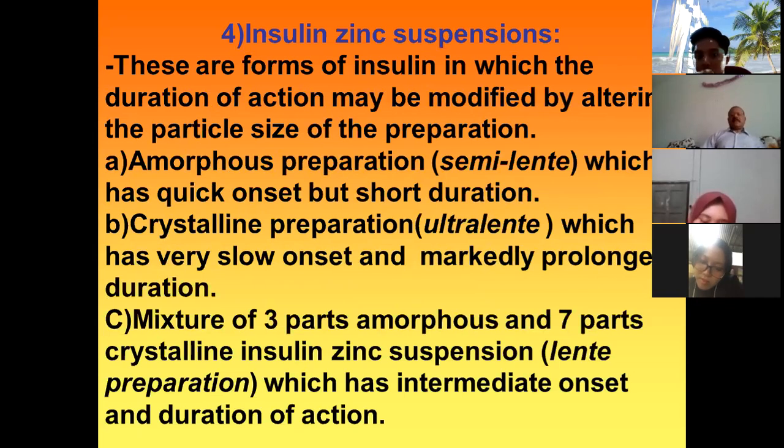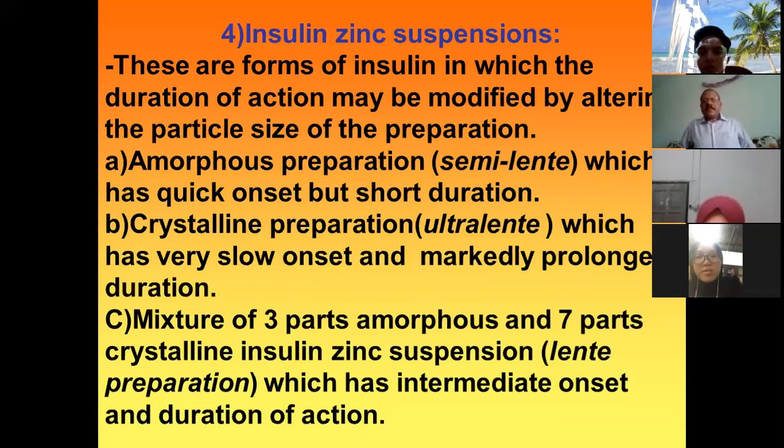This is a category known as insulin zinc suspensions. These are forms of insulin in which the duration of action may be modified by altering the particle size of the preparation. I have semilente, ultralente, and lente preparations. Semilente, rapidly acting, short duration. It is an amorphous preparation, which has quick onset but short duration. This is semilente.